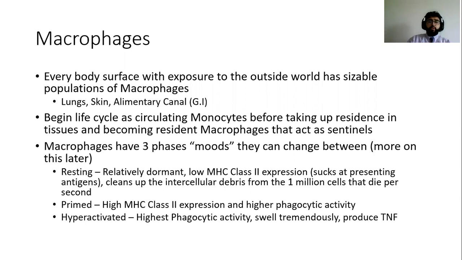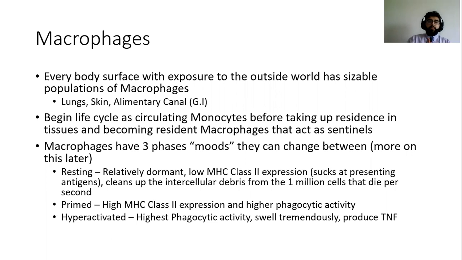So every body surface with exposure to the outside world has a big population of macrophages. This is going to be like your alimentary canal, like your GI system, your pulmonary tract, your skin. Also, it's going to have a lot of macrophages because, as you can imagine, we're in contact with debris and bacteria, viruses, and whatnot on the daily. So we have this big population of eaters who are constantly on guard, right?